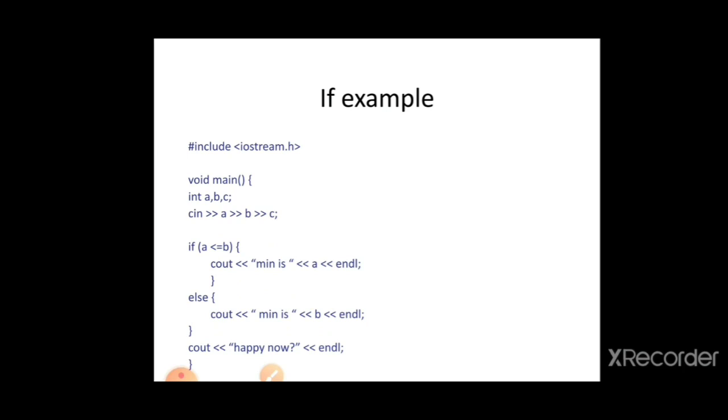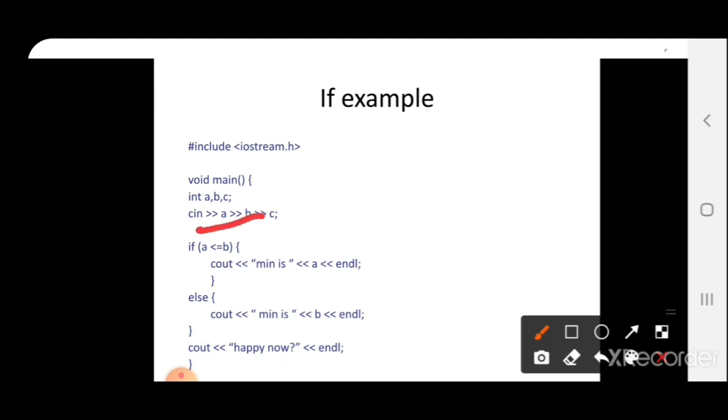Example program. This is a simple example program. The program starts with the header file: hash include iostream.h. I explained what a header file is. Hash is the preprocessor, and include iostream.h informs the compiler that in this program I am going to use cin and cout statements. So here you can see I have used the cin statement and the cout statement. That's why I have written iostream.h.